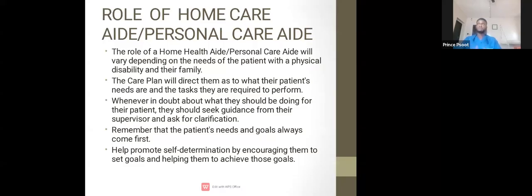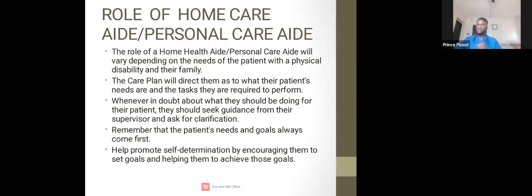As in, okay, what is within my job here? The family, where there's a disabled person and he has family members who can assist and do this, so you wonder what is my job here? So you ask your supervisor for clarification. Remember that the patient's needs and goals always come first. In any scenario, in any situation, no matter the confusion, no matter the case, remember that your patient's needs and goals always come first.